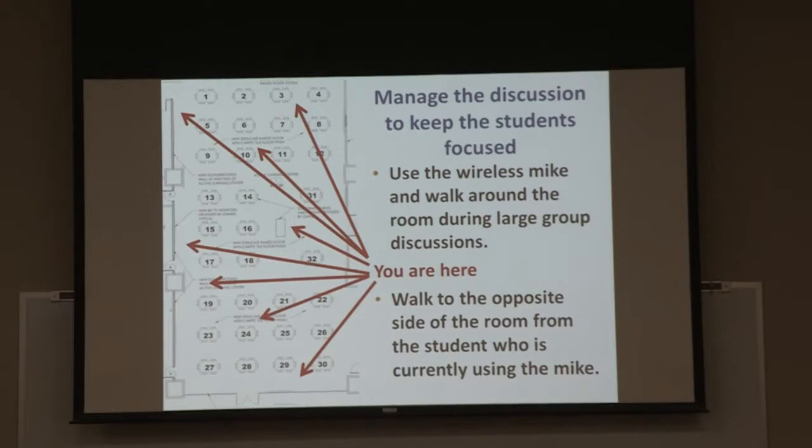Also, and this is counterintuitive, when you are facilitating a large group discussion and a student is talking at table 1, where should you be? You should be over here. Human nature is to walk towards the person that you're having a conversation with. You don't want to do that here. You're having a conversation with the entire class.